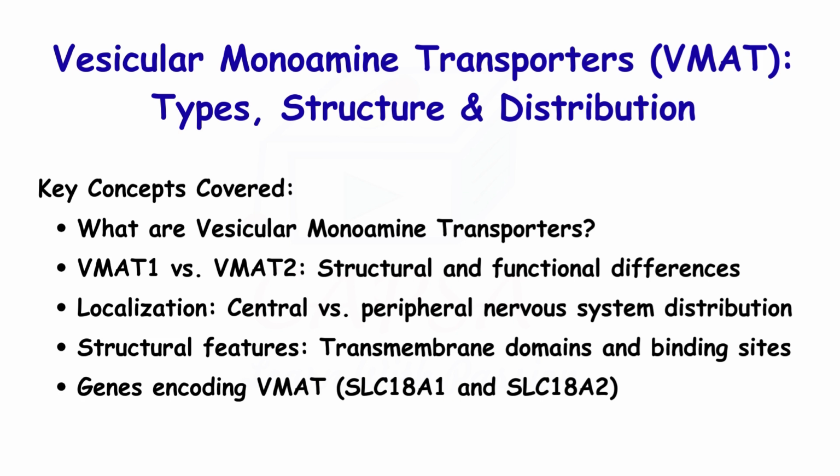First, we will understand what VMAT is and why it's crucial in neurotransmission. Then we will explore the two types of VMAT, 1 and 2, along with their distribution in the body. And finally, we will break down the structural features of VMAT proteins and their genes encoding the mechanism. So let's get started.